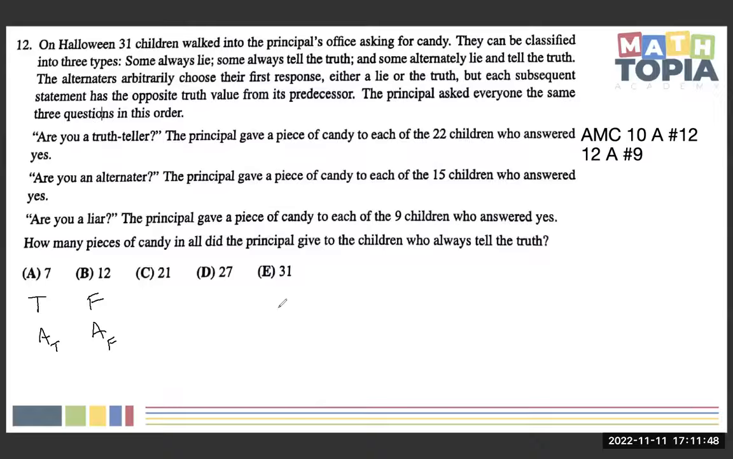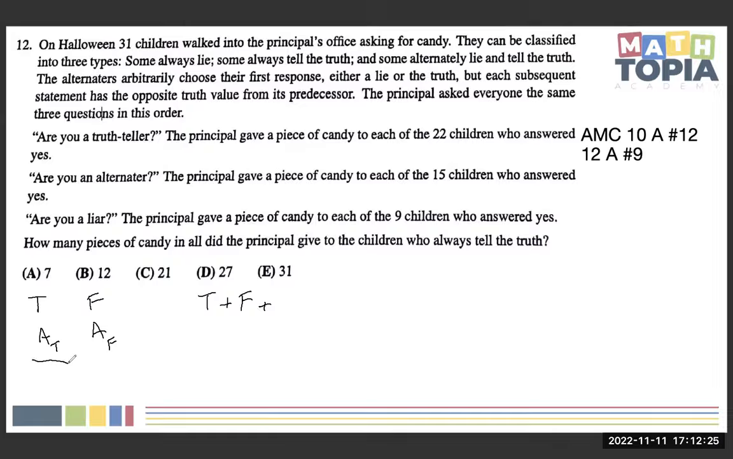Okay, so the first thing the principal asks is, are you a truth teller? And apparently 22 children answer yes. Okay, well, who would answer yes to that question? Well, the truth tellers would, because they're truth tellers, and truth tellers tell the truth. So they tell the truth that they always tell the truth, and they'd say yes. The liars would also say yes here. I mean, they lie, right? And they're liars, which means they're not truth tellers, and they don't tell the truth. So they lie about being a liar. They'd instead say, yes, I am a truth teller, even though they're not, because they're liars.